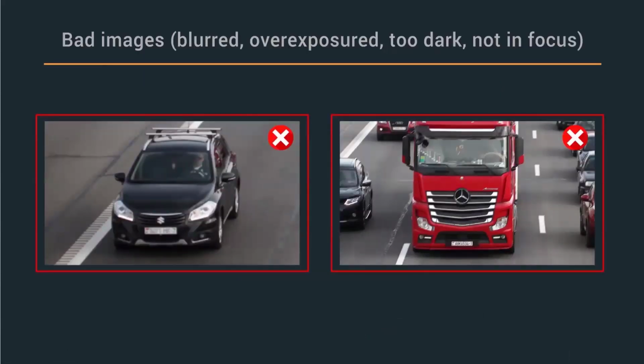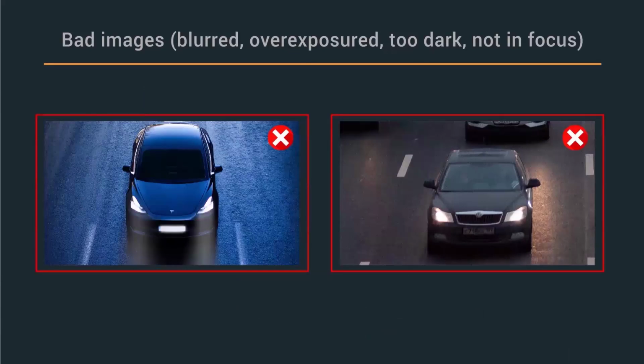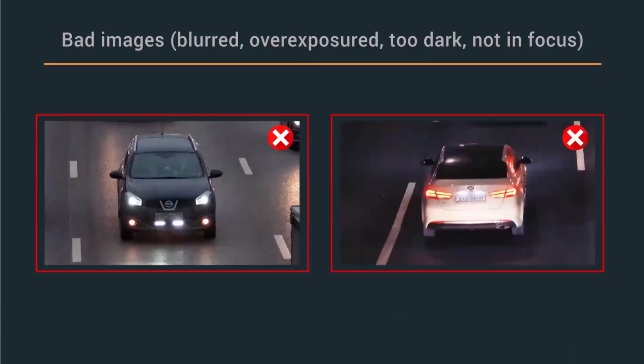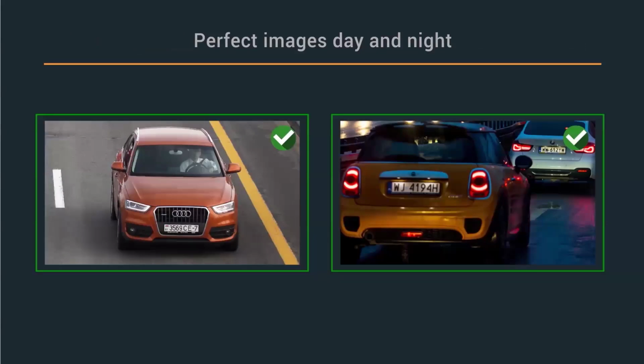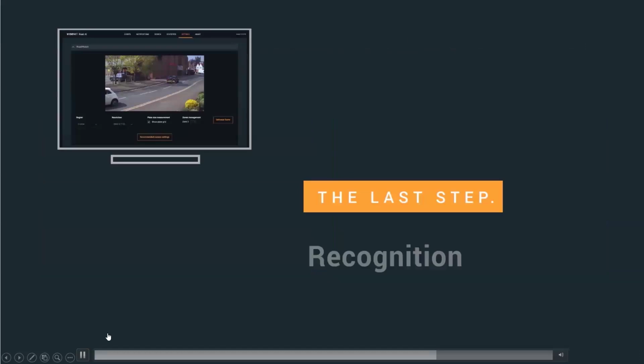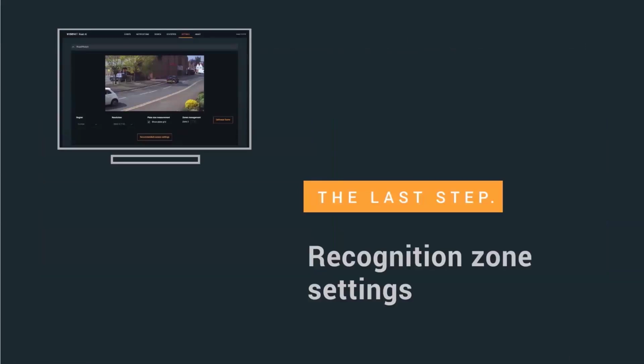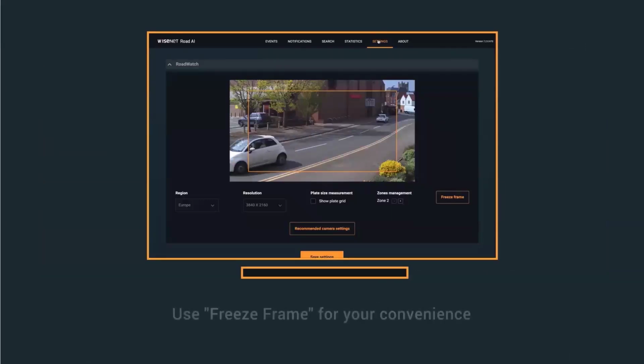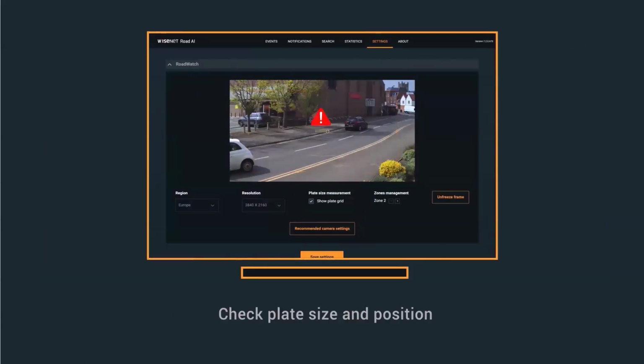Here are examples of bad configuration. Please have an image similar to this. Finally, you should make recognition zone settings correctly. Use freeze frame option to stop moving vehicle on the video and check its plate size. Adjust recognition zone to have images with proper plates.